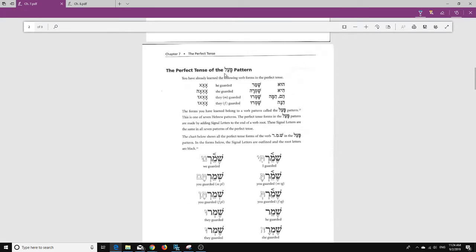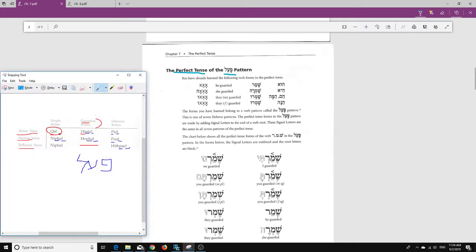So here we have the perfect tense. So remember there's perfect and imperfect, and those are tenses of the pa'al pattern. So bring this up again. Remember, most of the time you'll see this called the qal, and qal again just means simple. So qal. Pa'al is another way of talking about this.